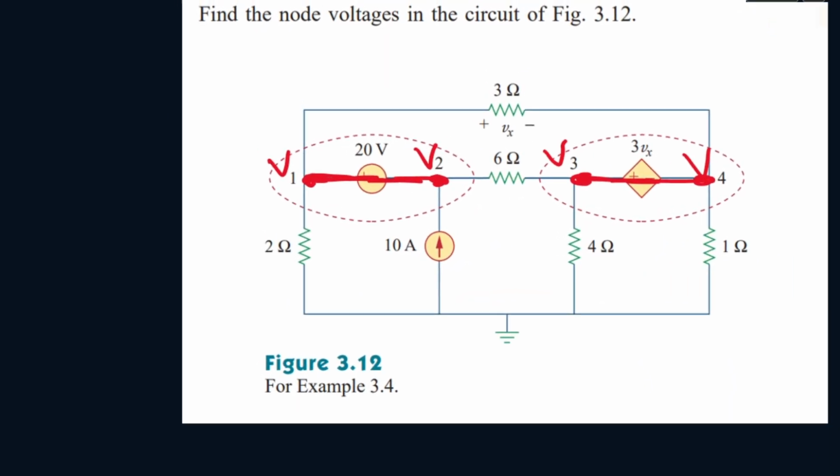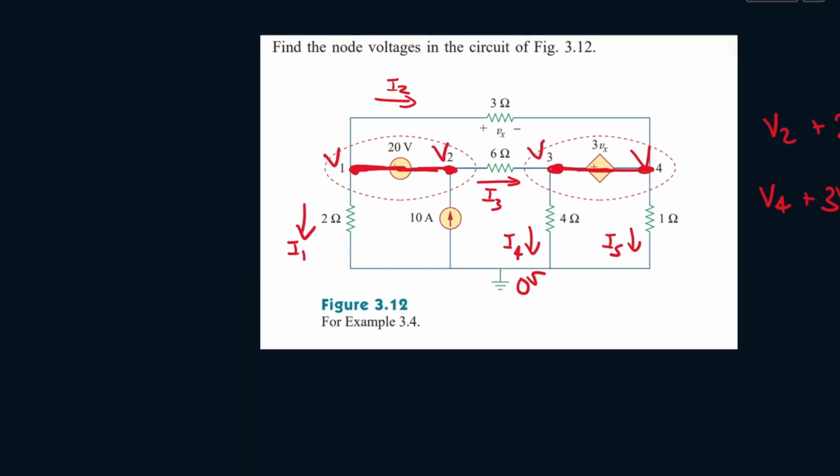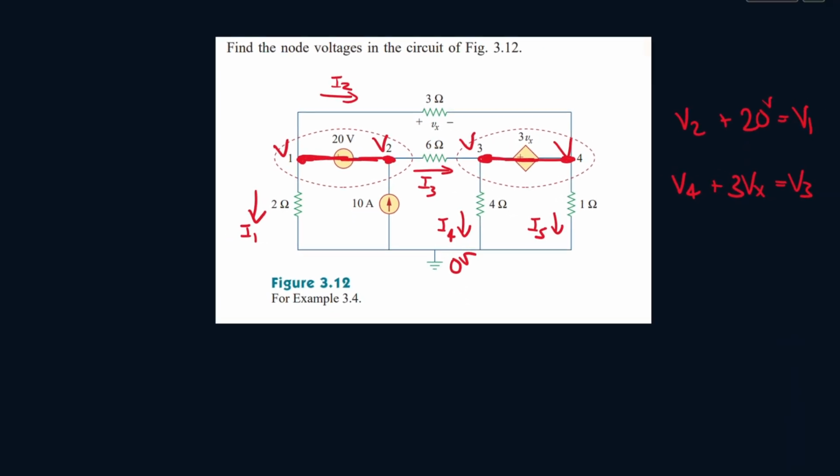First, we're going to write the directions of current. Let's call this I1, let's call this I2, let's call this I3, I4, and I5. And remember, this is the ground voltage, so it's 0 volts down there.